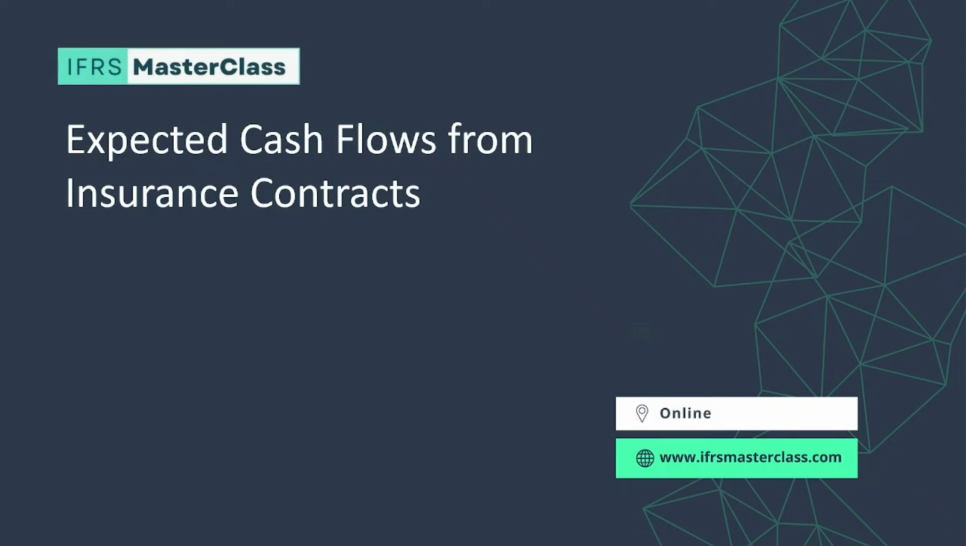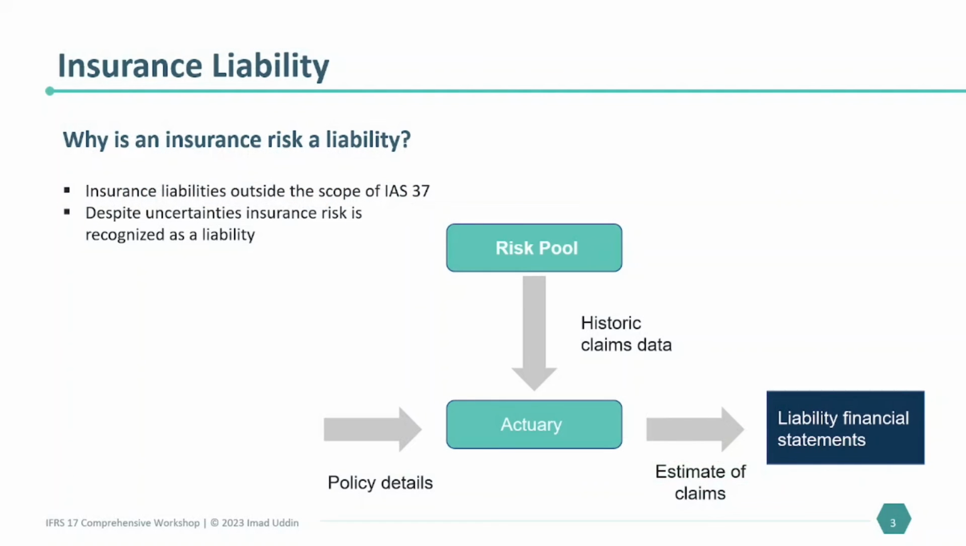Okay, now that we know the kind of contracts we are talking about, let's talk about the expected cash flows from these contracts. What are we expecting these contracts to realize over their terms? First of all, we already discussed that insurance liabilities are outside the scope of IAS 37 because these are not just contingencies. The nature of the insurance business is such that we are expecting a lot of insurance contracts to have claims and we have to pay those claims, so those claims are expected cash outflows. Despite these uncertainties, insurance risk is recognized as a liability and not as a contingency. So we have to understand why that is the case.